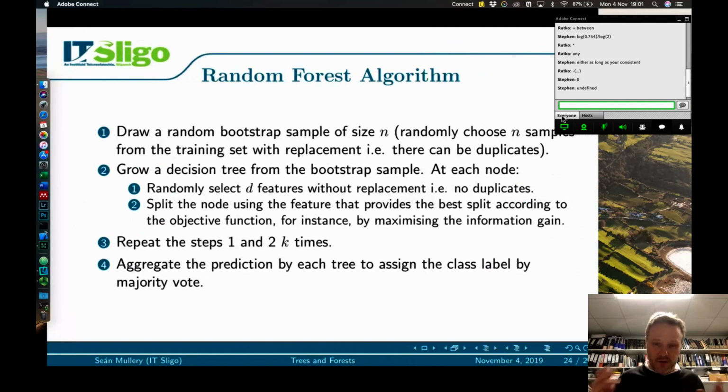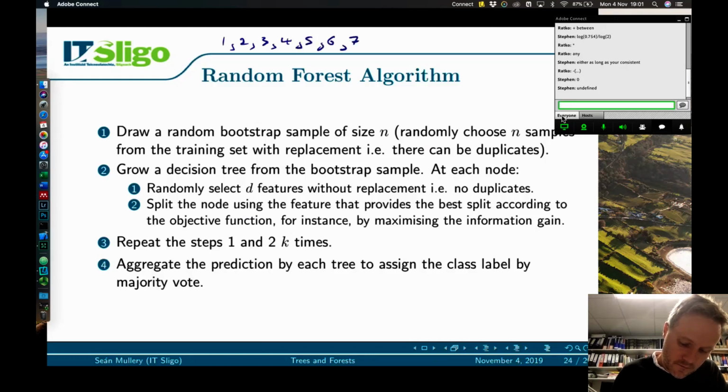So the random forest algorithm works as follows. You draw a random bootstrap sample of size n, where you randomly choose n samples from the training set with replacement, i.e. there can be duplicates. What we mean by this is that if I draw a very small data set here, let's say these are numbered in order for the sake of argument: 4, 5, 6, 7, 8, 9, 10. And I'm asked to draw 5 numbers from this.